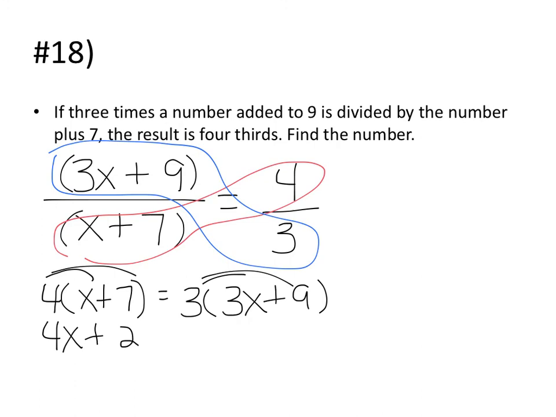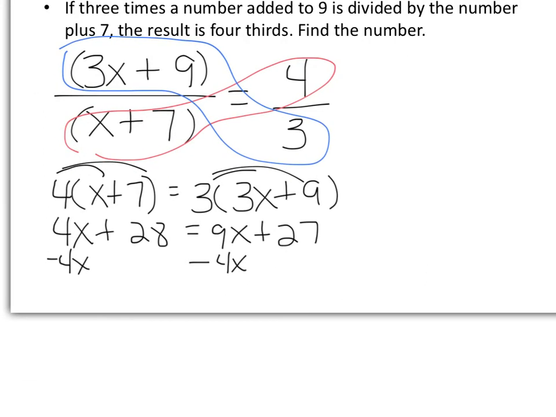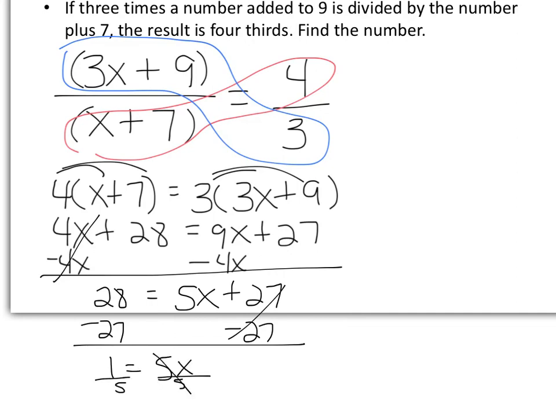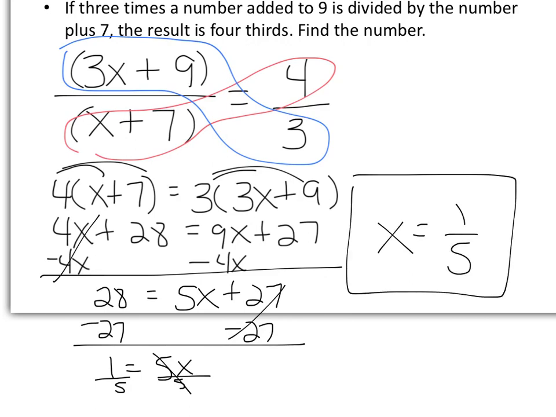4x plus 28 is equal to 9x plus 27. Subtract 4x from both sides. You get 28 is equal to 5x plus 27. Subtract 27 from both sides. You get 1 is equal to 5x. Divide both sides by 5. You get x is equal to 1/5. Now plug 1/5 into your denominator here to make sure you don't get 0, and you don't, so you're good.